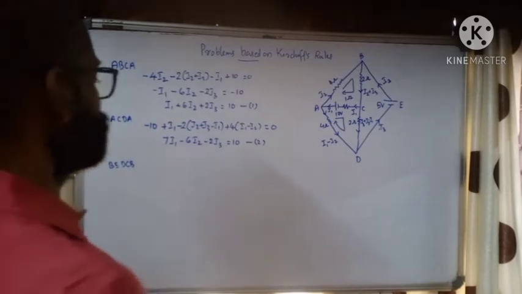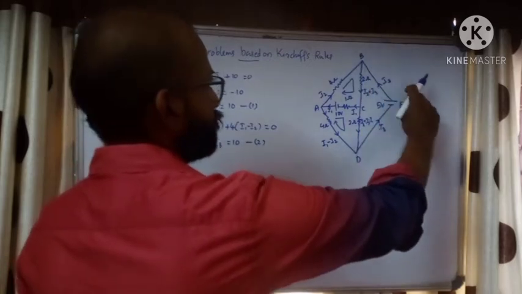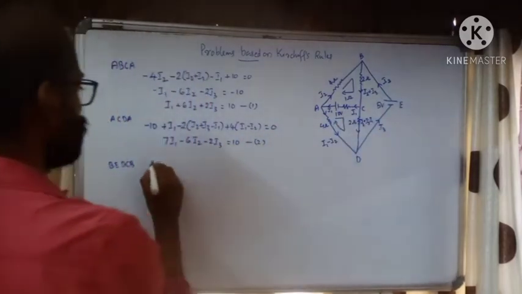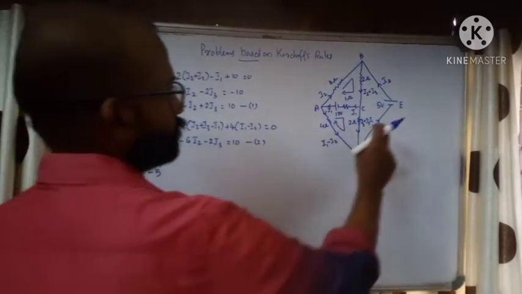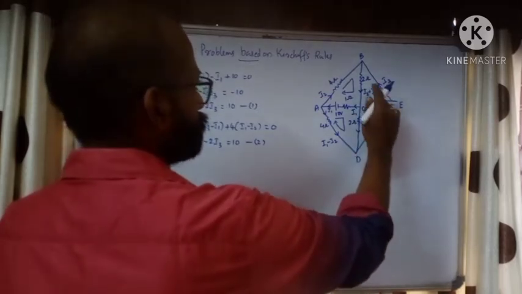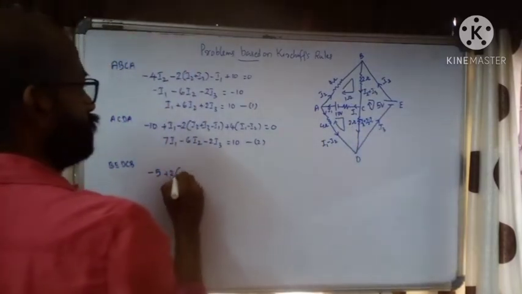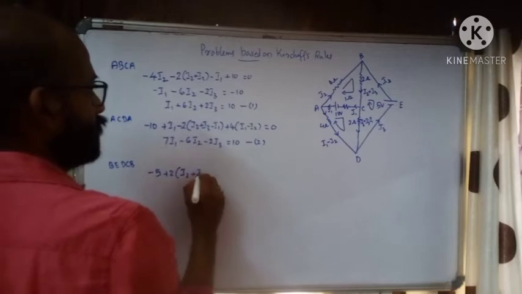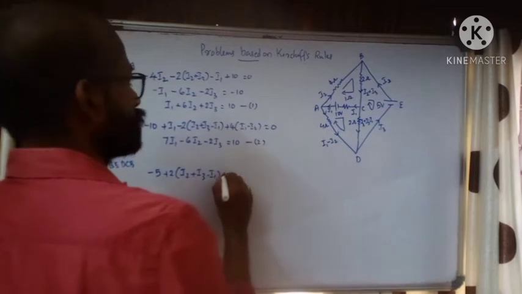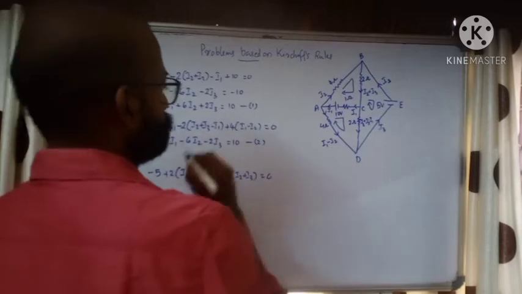Next is the loop B, E, D, C, B. We travel in this direction. The voltage is from positive to negative, so we take minus voltage, that is minus 5. Then we move upwards against the current, so we take plus 2 into (I2 plus I3 minus I1). Here also the current is against us, so we take a positive value: 2 into (I2 plus I3), equal to 0.